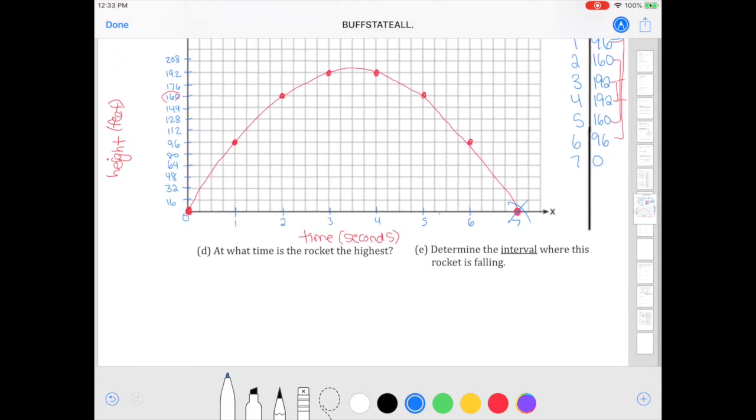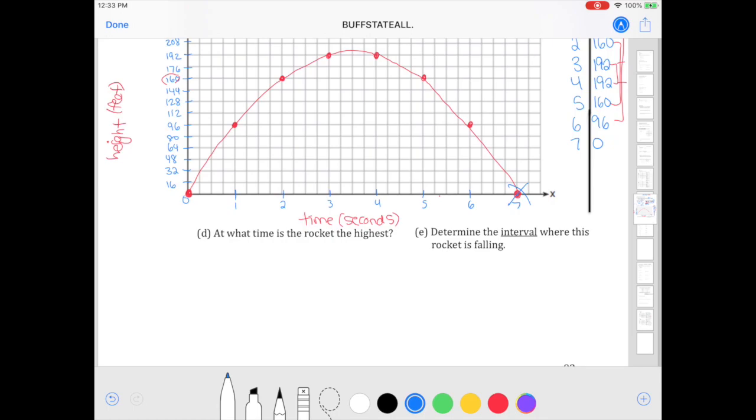All right, so just a couple more questions building off of that graph, and then we are going to be done for the day. Remember your code word. Hopefully you wrote that down.